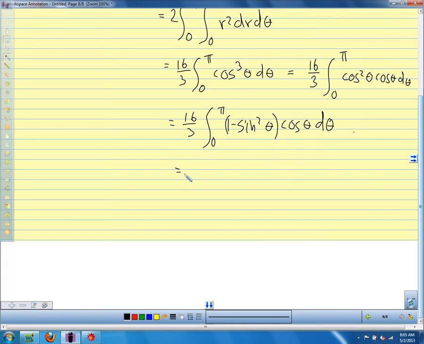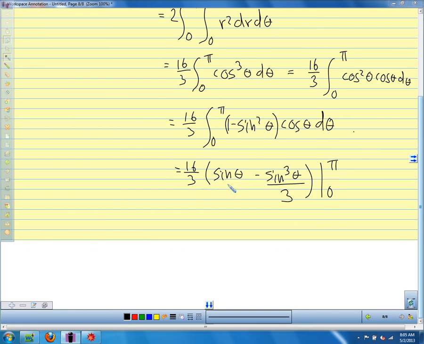So this is 16 thirds times the integral of cosine theta, which is just sine theta, minus sine cubed theta over 3, where u is sine theta and this is our du from cosine theta d theta. And we're going to evaluate this on 0 to pi. So this was a part that I was jumping to before, that we end up with a sine to something in our integral. If we evaluate this on 0 to pi, sine of pi is 0, sine of 0 is 0, so this evaluates to 0.